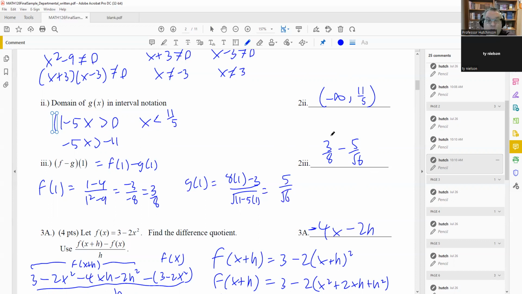Okay, so that's your exact answer. You don't want to do a decimal or anything. Make sure you get the exact answer. 3/8 minus 5 over root 6.